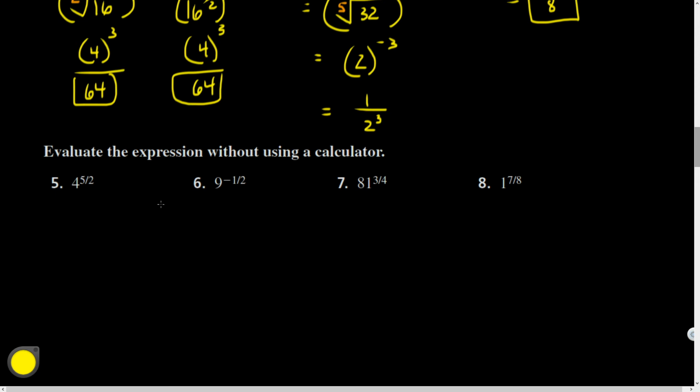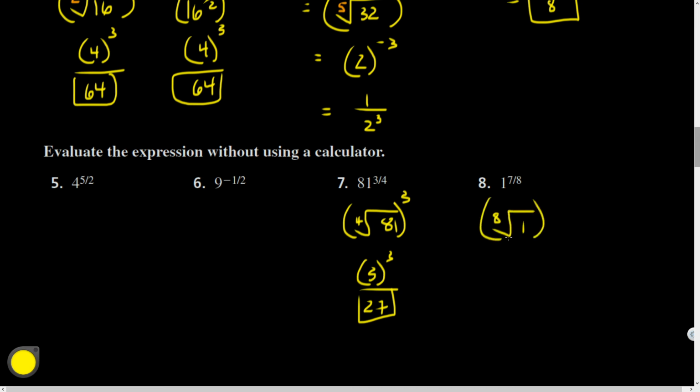So let's see. Let me just speed run some of these. So this is the same as the 4th root of 81 all cubed. 4th root of 81 is 3. 3 cubed is 27. This one's interesting. So this would be the 8th root of 1 to the 7th. The 8th root of 1 is 1.